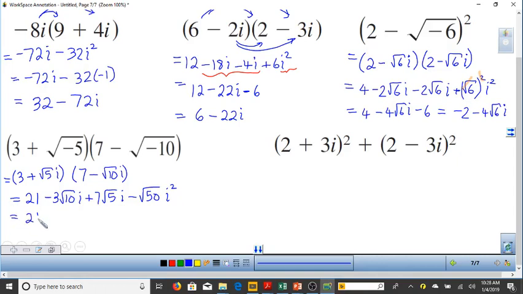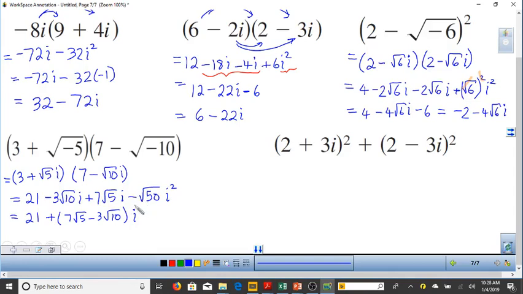Combining like terms, we get 21 plus, well, these are not like terms. So all we can do is put a plus, parentheses, 7 square root 5 minus 3 square root 10, and then both of those have an i. So I essentially factored out an i.